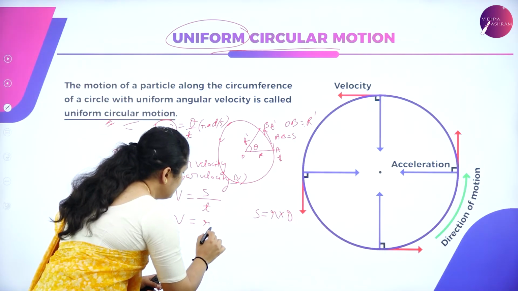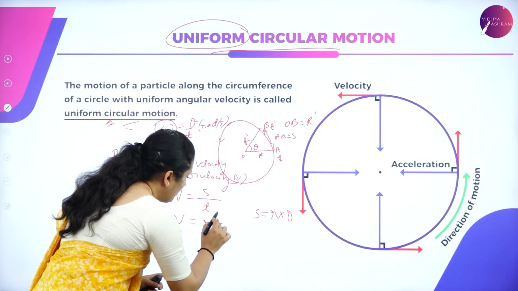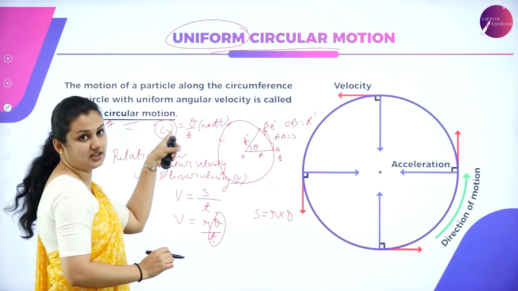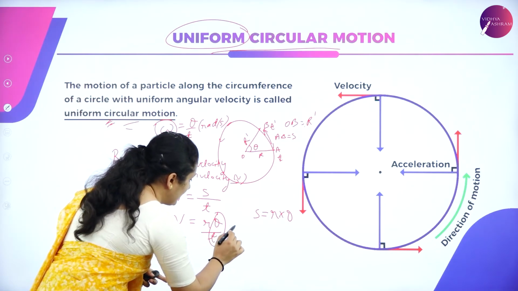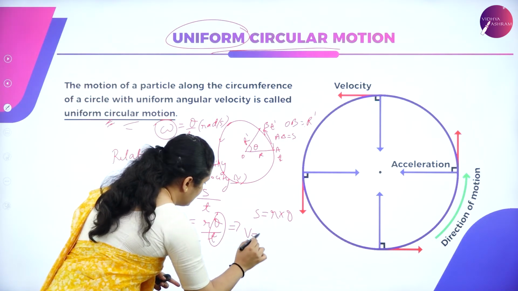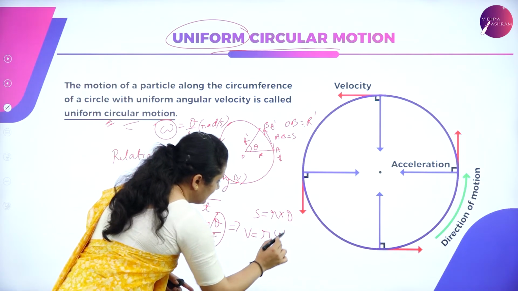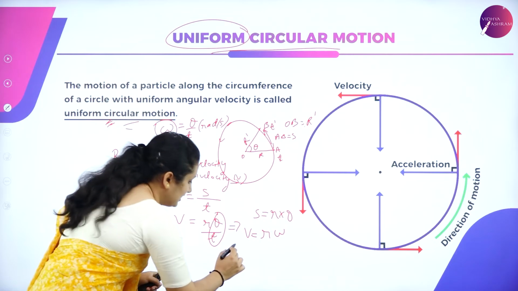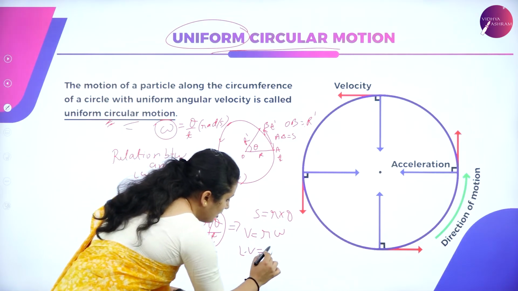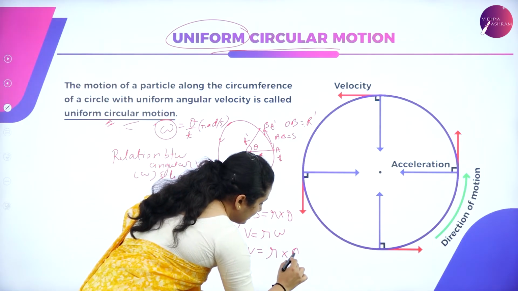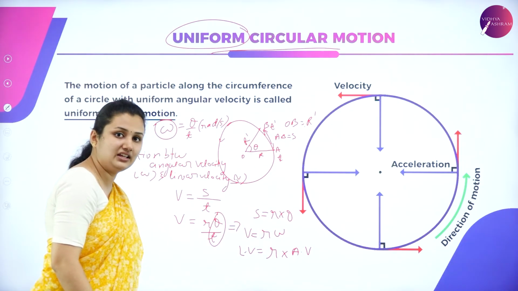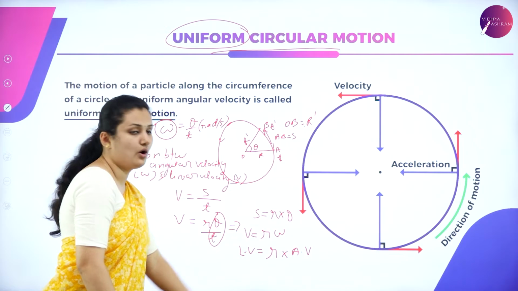So it is r theta by t. What is theta by t here? It is angular velocity omega. So you can write V is equal to r omega. So you can see how it is related. Linear velocity is equal to r into angular velocity. Omega is angular velocity, V is your linear velocity. V is equal to r omega.